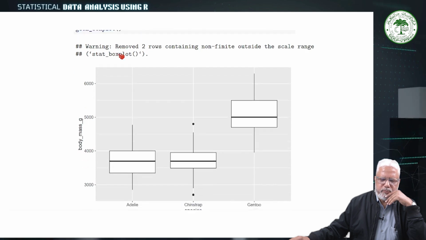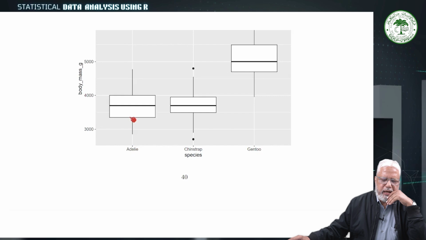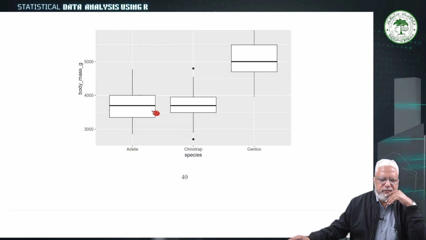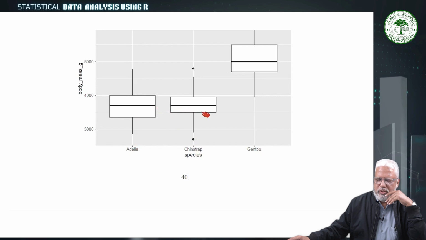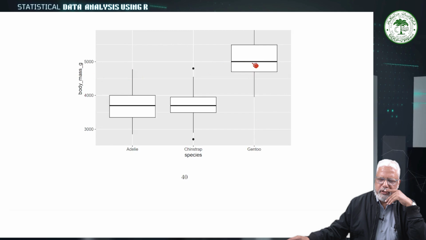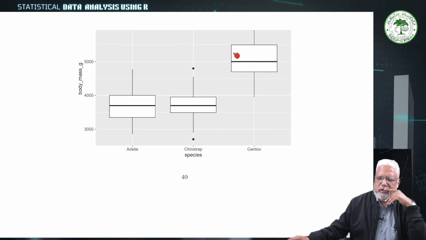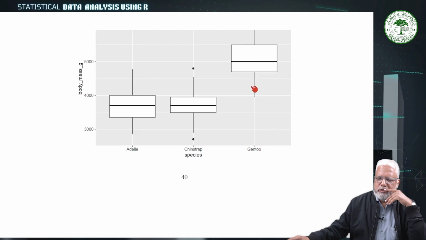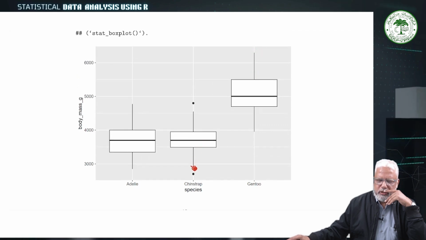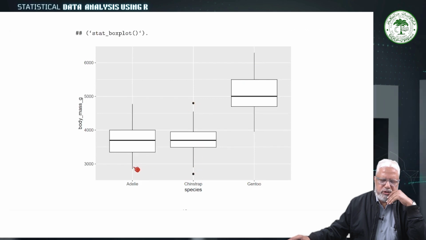Here it is the box plot of all the 3 species. See, Adelie and Chinstrap are almost having similar body mass, whereas Gentoo are having higher body mass. This is the median, this is the first quartile and this is the third quartile, and this is known as the whisker. I have already defined the whisker. These two are outlying observations.